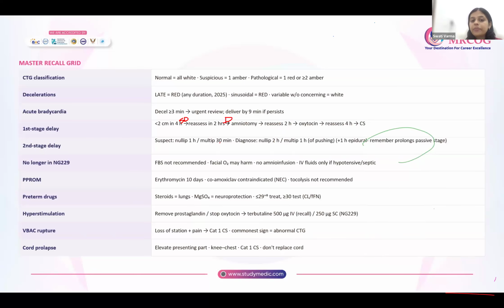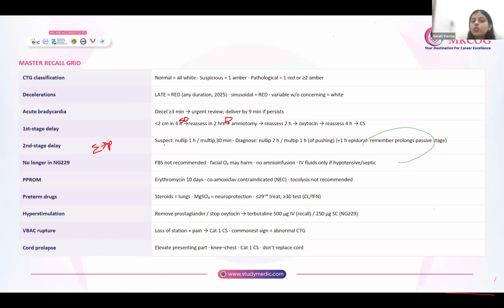Second stage delay, suspect when? In this, again remember the passive second stage. What is passive? Epidural will prolong the passive second stage, in nullipara by 1 hour. In multipara, a maximum of 1 hour can be allowed. In nullipara, a maximum of 2 hours of passive stage can be allowed if she is on epidural.